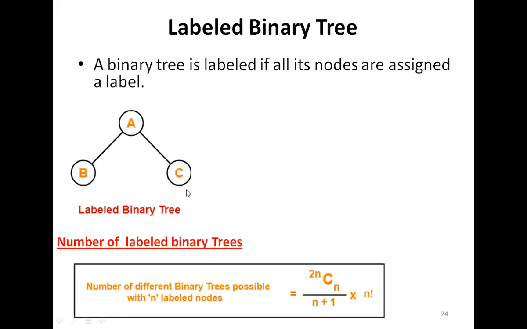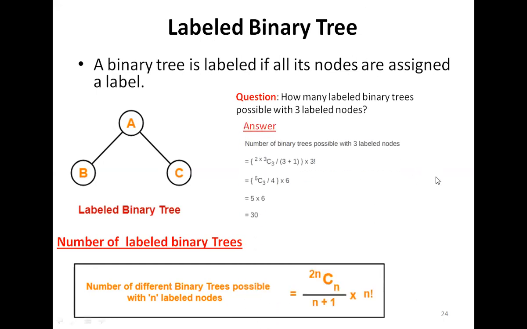So here, the total number of labeled binary trees that can be constructed by using these 3 or any number of labeled nodes can be found by using this formula. Now there is a question: how many labeled binary trees are possible with 3 labeled nodes? Can you find? Sir, 30. Yes, very good. So the answer is 30. You may get this type of questions in the GATE exam.